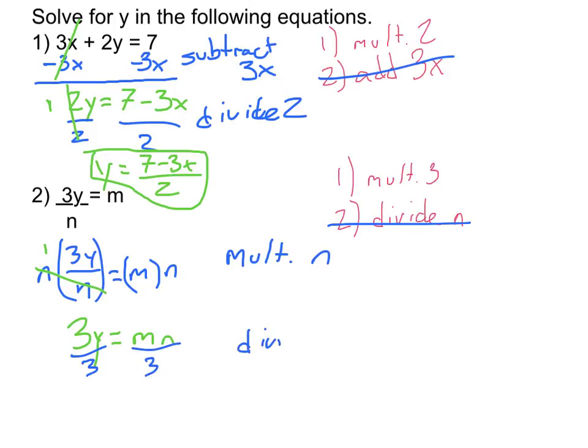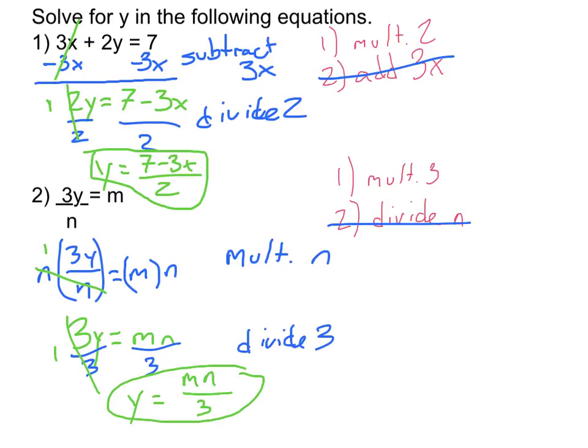That's what we're doing here. We're dividing by 3. Okay, and on the left side, 3 divided by 3 will cancel, leaving me with 1. So I have 1 times y, which is y. And on the right side, m times n divided by 3. Again, nothing to simplify here. There's nothing in common with an m, an n, and a 3. So that's all done. And there's our answer. There's our result.